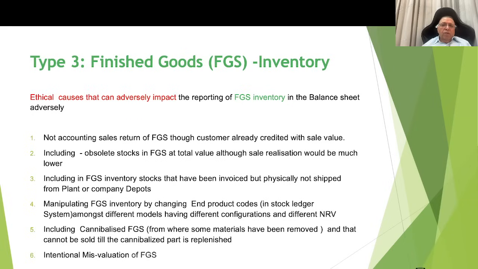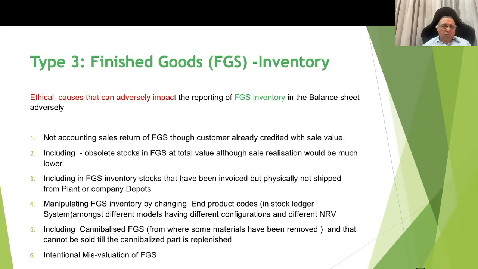Ethical causes that can adversely impact the reporting of finished goods inventory in the balance sheet. Number one, not accounting sales return of the finished goods though the customer has already been credited with the sales value. Number two, including the obsolete stocks in the finished goods stocks at total value, although sales realization would be much lower. Number three, including in the finished goods inventory stocks that have been invoiced but physically not shipped from the plant or company depots. Number four, manipulating the finished goods inventory by changing end product codes in the stock ledger system amongst different models, having different configurations and different NRVs.